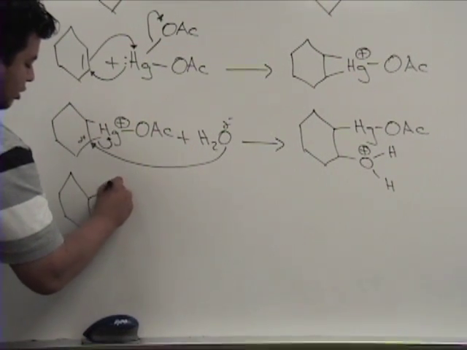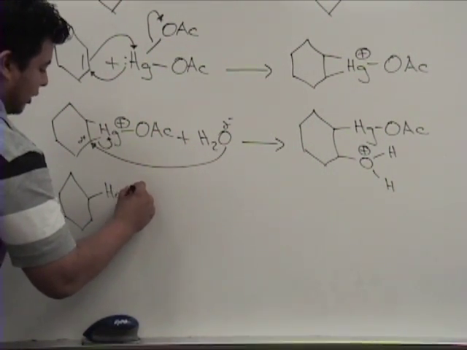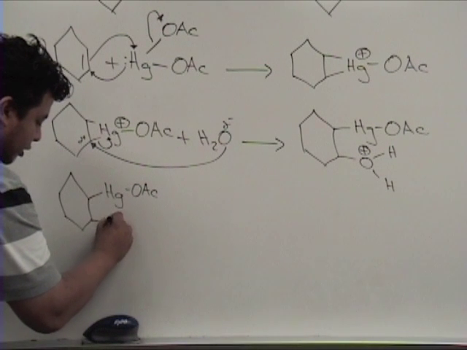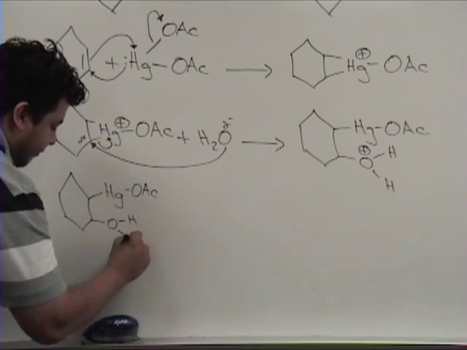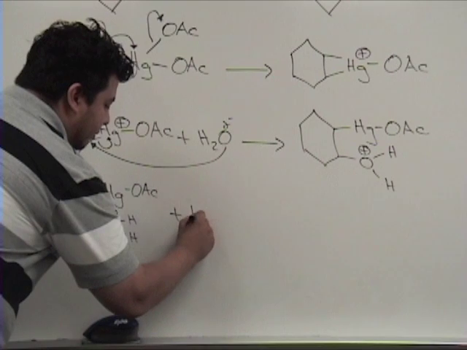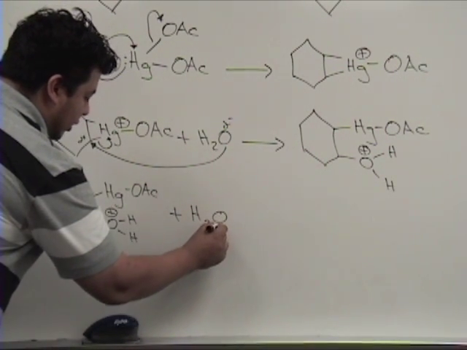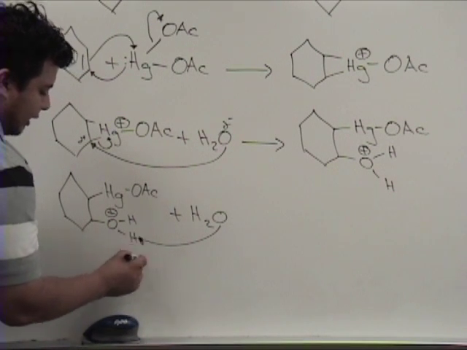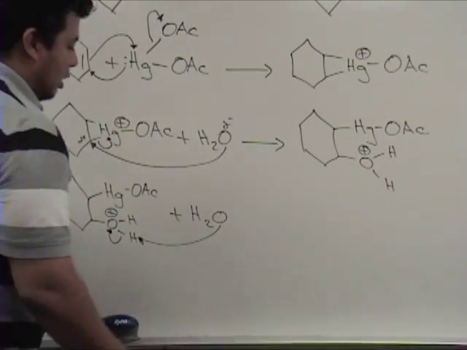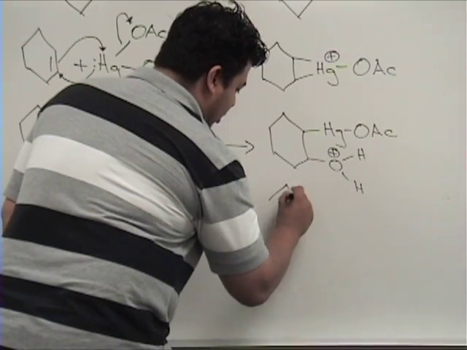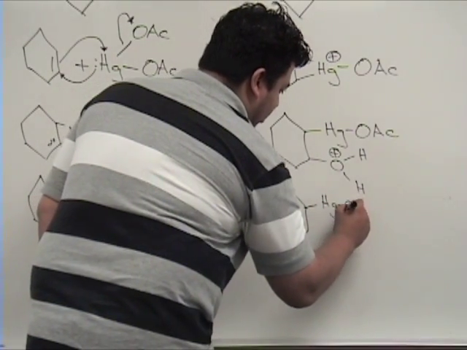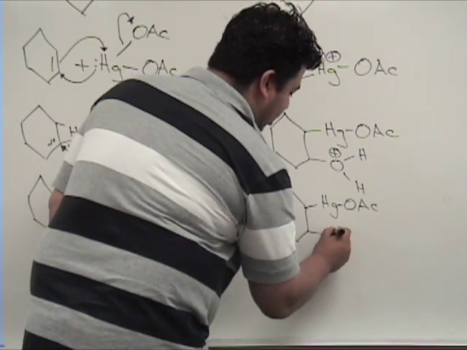And we have the mercury acetate here, OAc, and then we have our protonated alcohol with a formal charge of plus, and then another water molecule is going to come and attack this acidic proton, and the proton is going to leave the electrons for the oxygen to stabilize the charge, and our product will be the Hg here, OAc, and then here our OH.